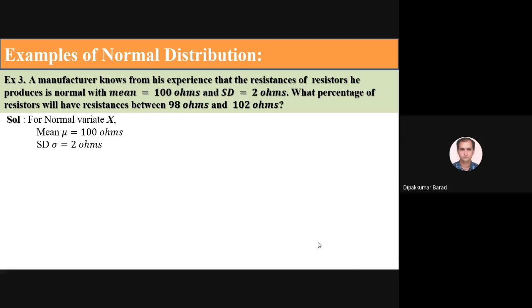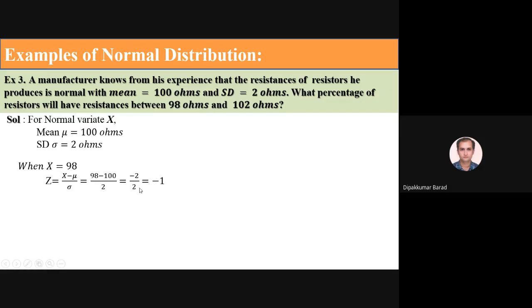So probability of x in between 98 and 102. First we convert this x1 = 98 into z1: x minus mu upon sigma. So 98 minus mu, which is 100, upon 2, so minus 2 by 2 is equal to minus 1.